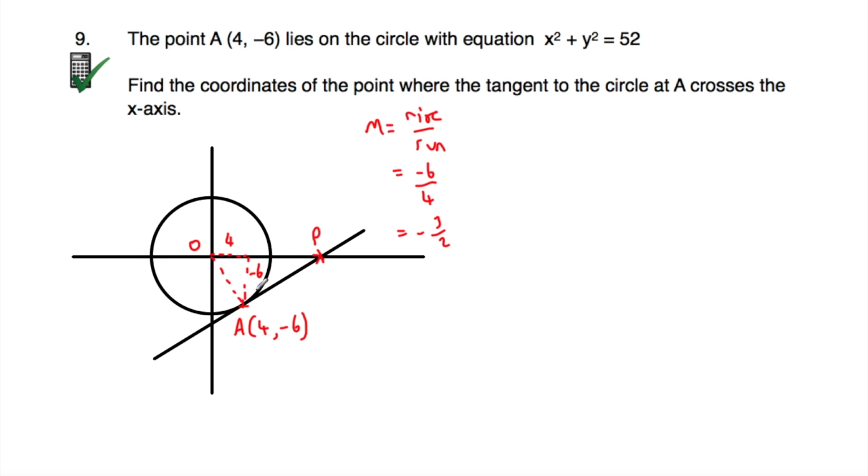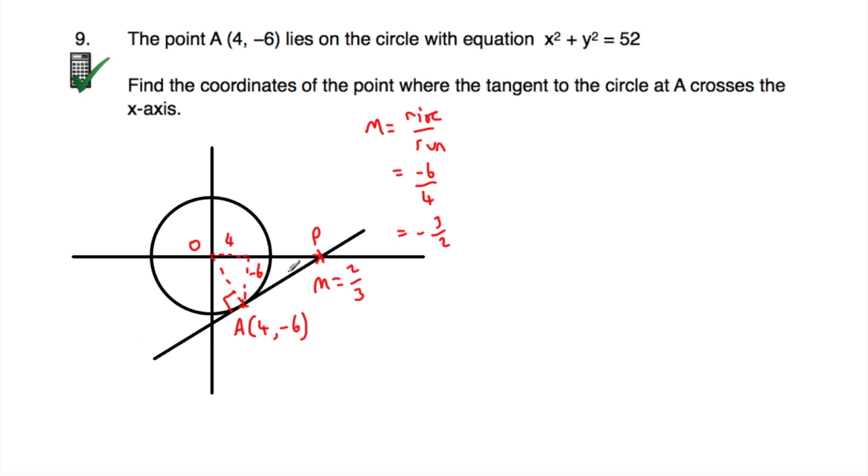Now we can then find the gradient of the tangent, because that'll be the negative reciprocal, because these two lines are perpendicular to each other. So the gradient of the tangent will be the negative reciprocal of this. Well, if it's negative to begin with, when we make it the negative reciprocal, that'll change the sign to become positive, and the reciprocal of 3/2 will be 2/3. So that means the gradient of the tangent is 2/3.